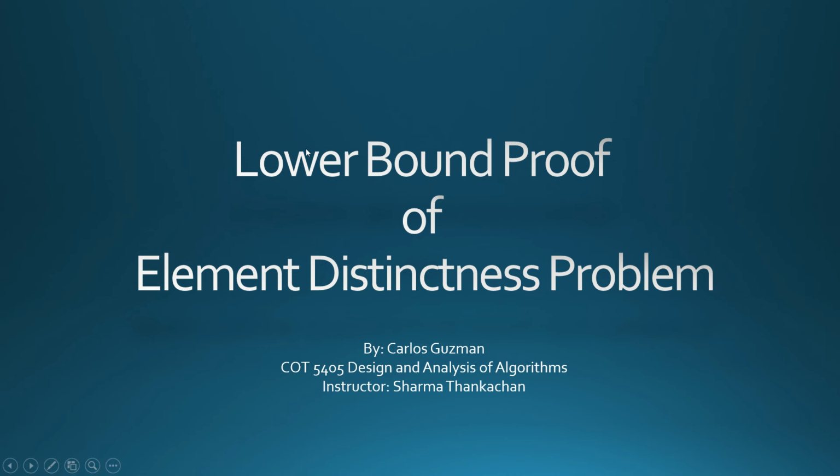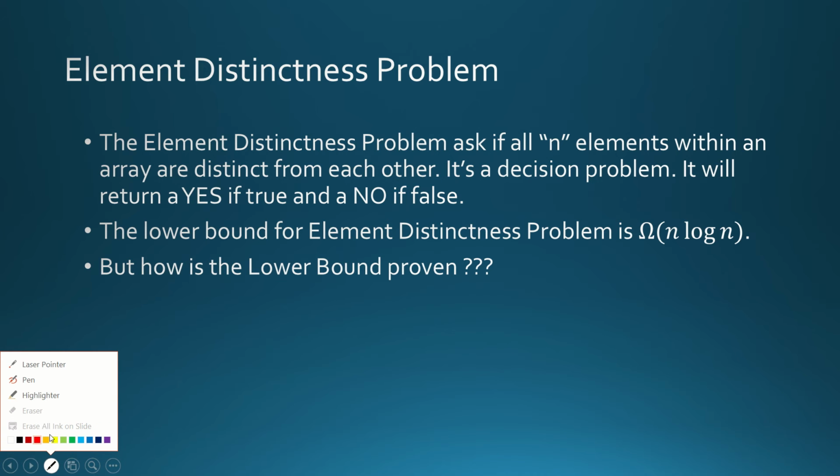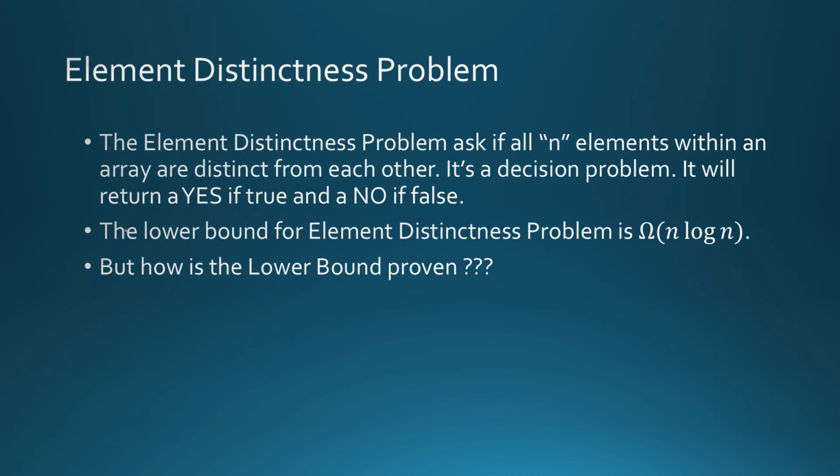Today we're going to be discussing the lower bound proof of the element distinctness problem. So what exactly is the element distinctness problem? It's basically a problem that asks if all n elements within an array are distinct from each other. It's a decision problem. It will return a yes if true and a no if false. The lower bound for the element distinctness problem is known to be omega of n log n.